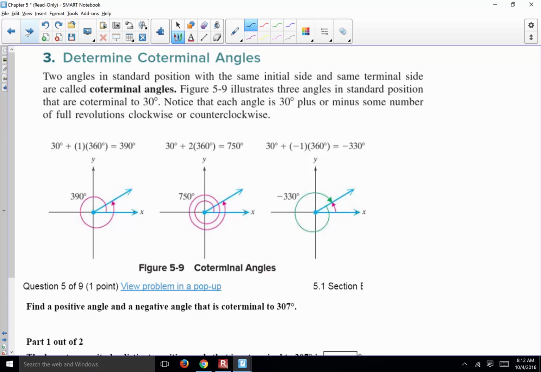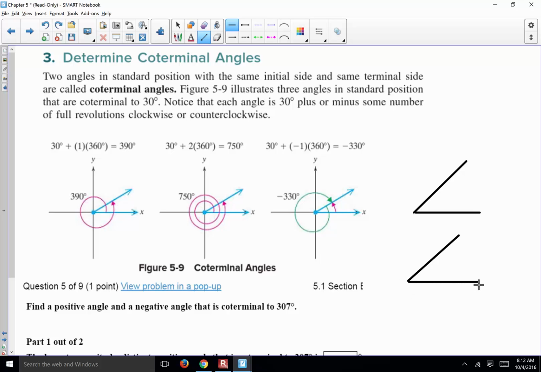Okay, now we're going to talk about coterminal angles. What do I mean by this? Look, when I put down two angles like this, you may say they are the same. Look, I'm putting an angle here. I'm putting the same direction, same terminal side. You may say they are the same, right? They are looking the same, you're right.